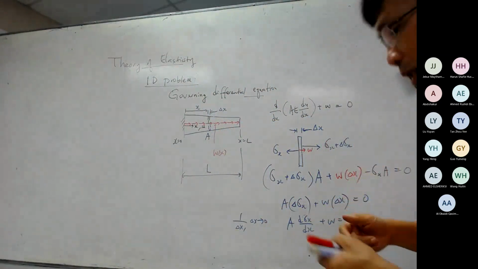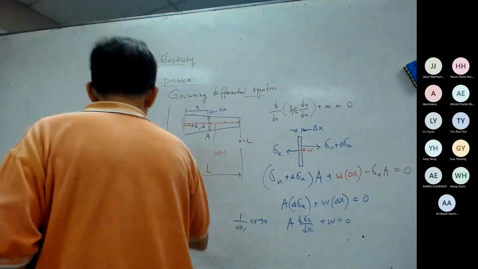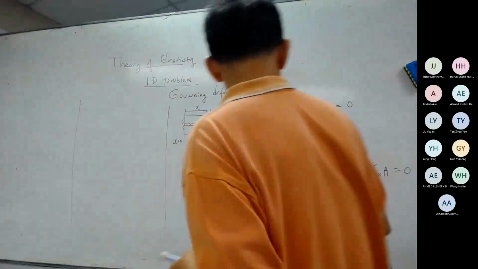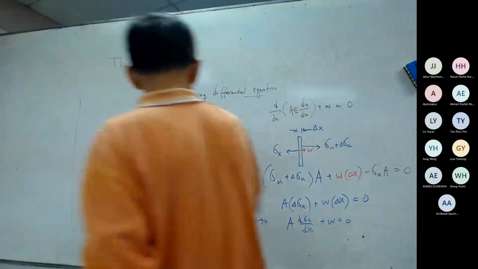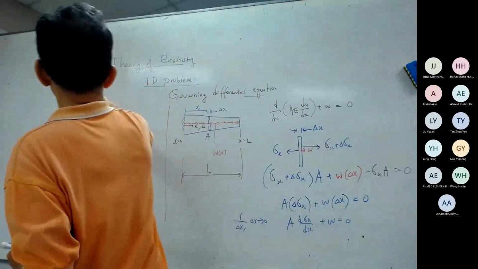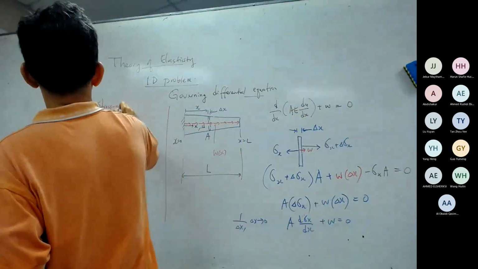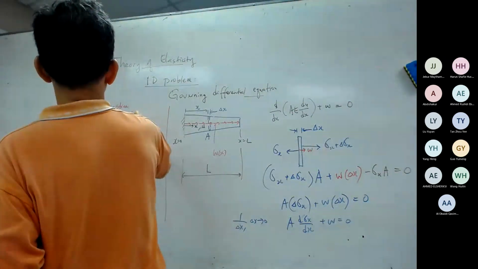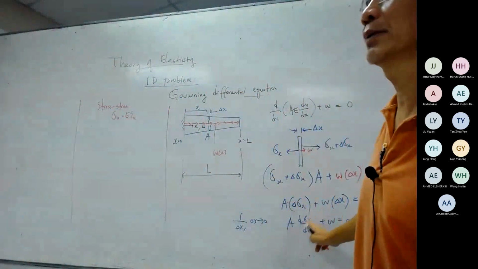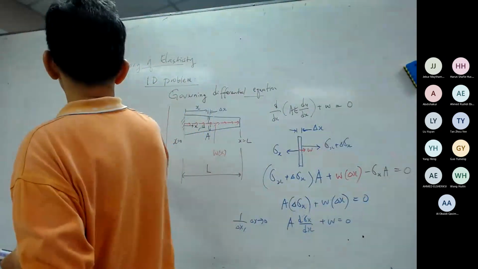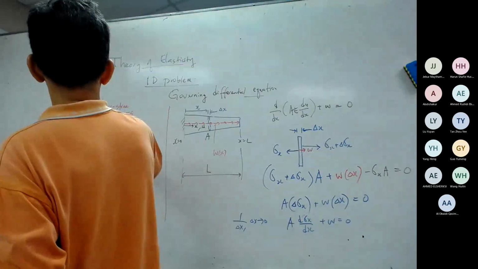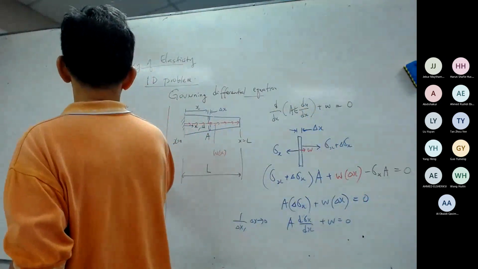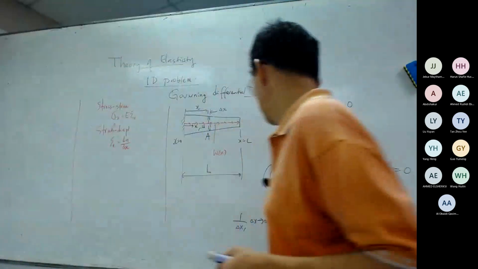So next, let me write here. If we take the other basic relations now, stress strain relations, then we have sigma x equal to E epsilon x. So we can substitute here E epsilon x. And then further, we have the strain displacement relations, then you have epsilon x equal to du/dx.